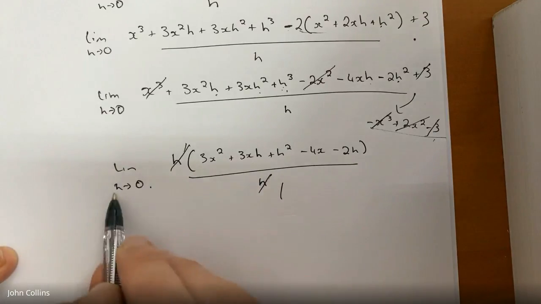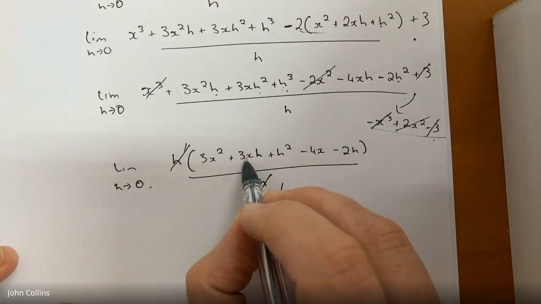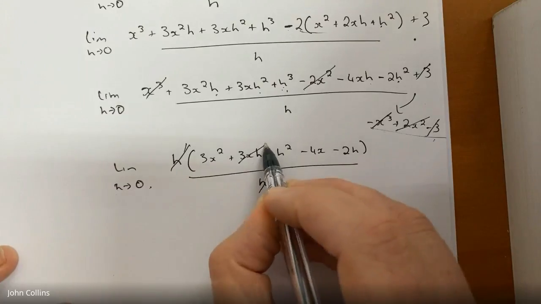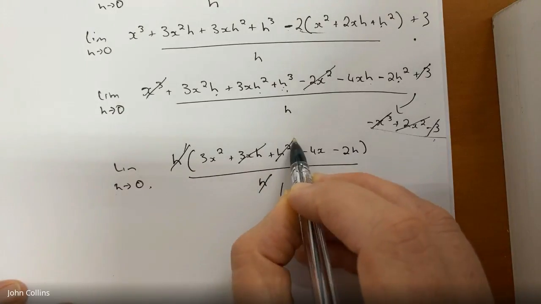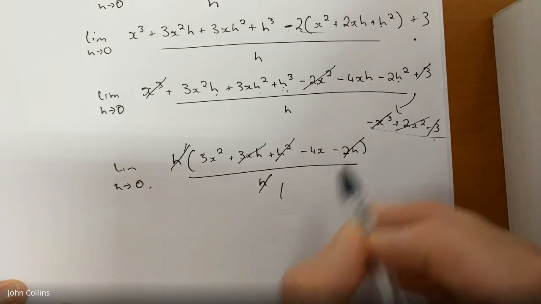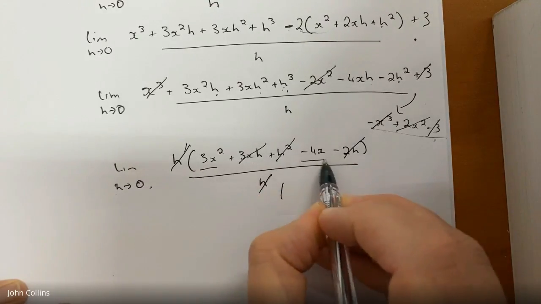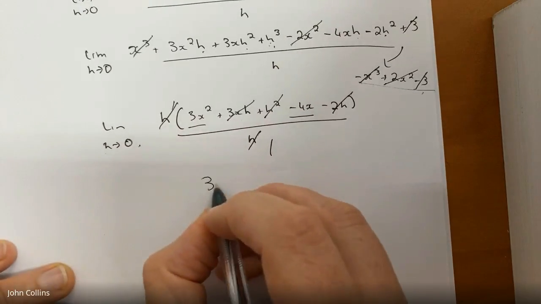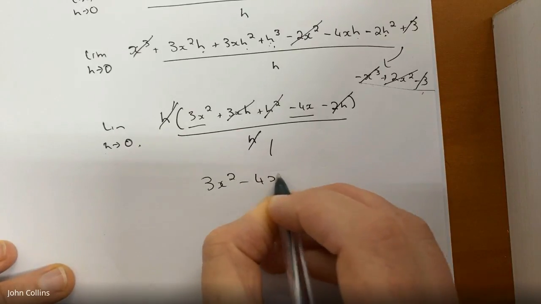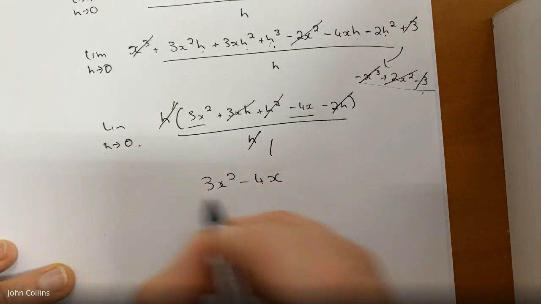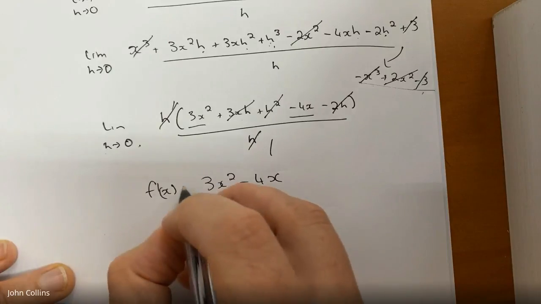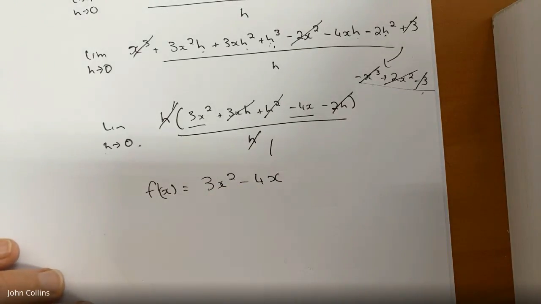Anything with h in it will tend to 0. So 3x times h will tend to 0. H squared will tend to 0. This will tend to 0. So what am I left with? 3x squared minus 4x. The limit has been applied. So f dash x from first principles is 3x squared minus 4x.